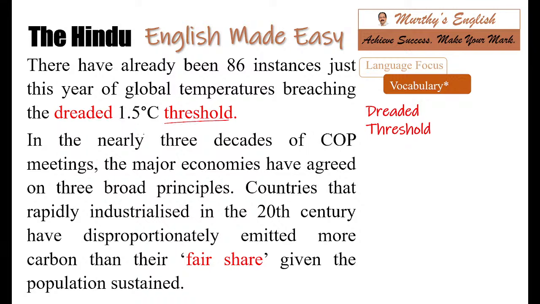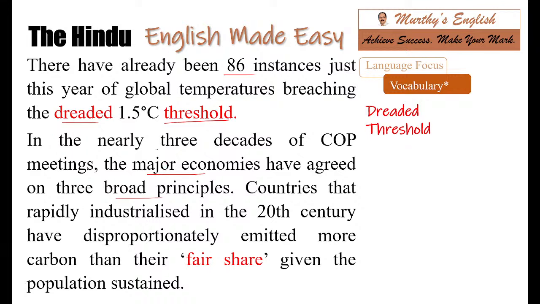Threshold means the peak. The final point. After that, something may happen. And here, the dreaded, most feared 1.5 degrees Celsius threshold. Already 86 instances or incidents this year alone where the temperatures breached that dreaded limit. In the nearly three decades of COP meetings, the major economies have agreed on three broad principles. It's an annual affair. At the beginning of the editorial, there's a sentence. This is an annual affair, means has been going on for quite some time.